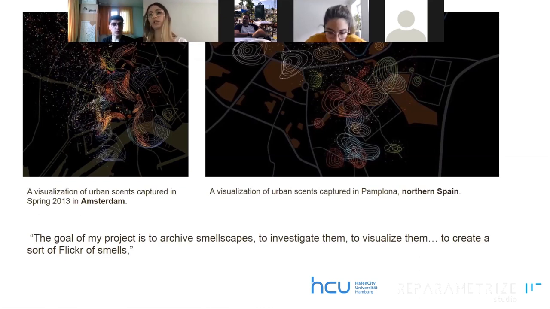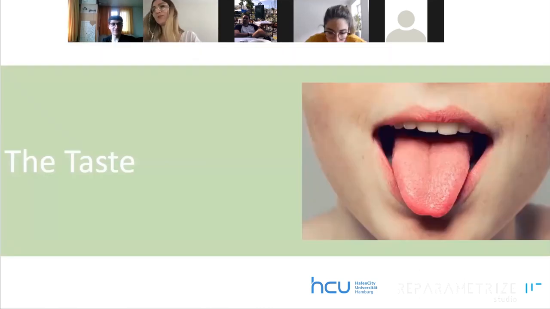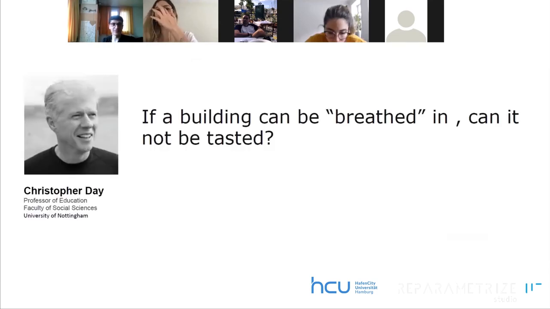And of course, if you want to build in Aleppo, you have to build with our stone. If you go to the next one, it's the last one. It is the taste. Here we have Christopher Day, a professor of education and social science. Again, we can see how important we are. Everybody wants to talk about us and go into our buildings.